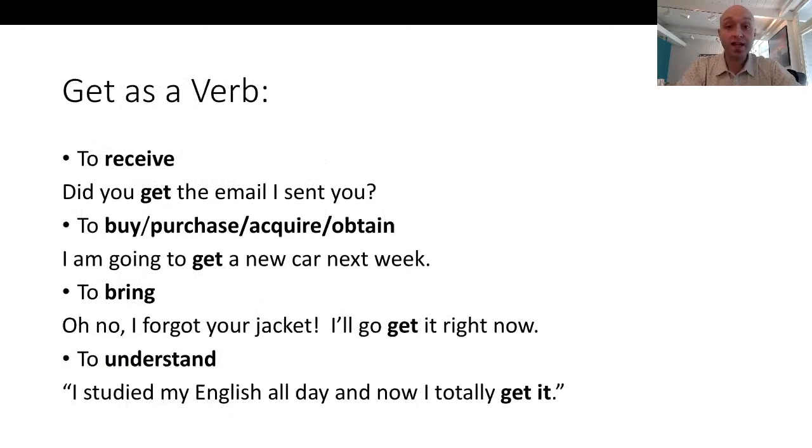First, we're going to examine get as a verb. As a verb, it has multiple definitions, and that definition will depend on context. The first context is to receive. Did you get the email I sent you? Did you receive it? Next, we have to buy, purchase, acquire, obtain. I'm going to get a new car next week.